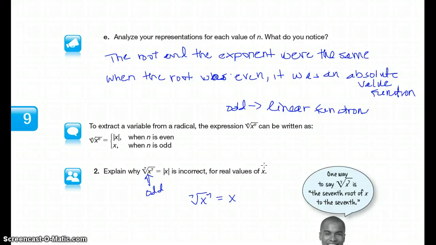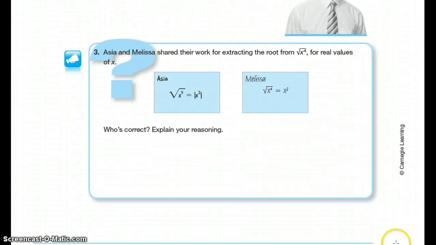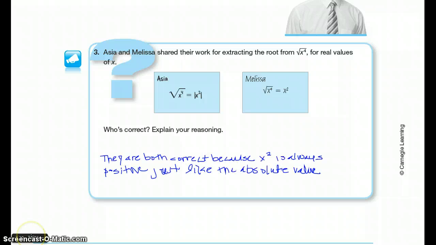So now my question is number 3. I want you to take a minute again, pause the video, and write down who in number 3 is correct. So read about Asia and Melissa and find out who is correct. So you should have come up with, this is kind of shocking, they're actually both correct, because x squared is always going to be positive. So even if you took the absolute value of a positive value, it's still going to be positive. So because x squared is always positive, it's just like the absolute value. So actually Asia and Melissa are both correct because the absolute value of x squared is still x squared.